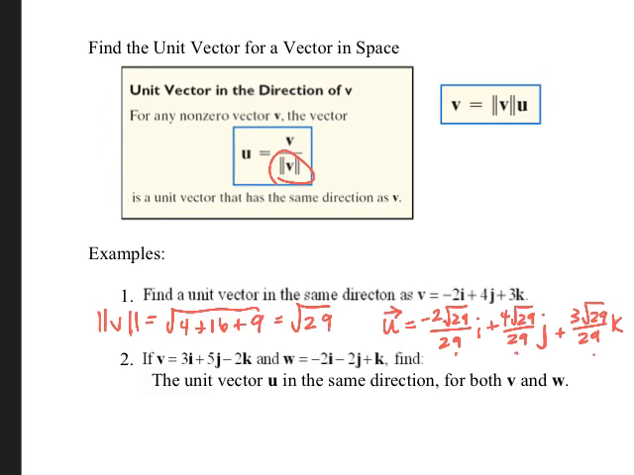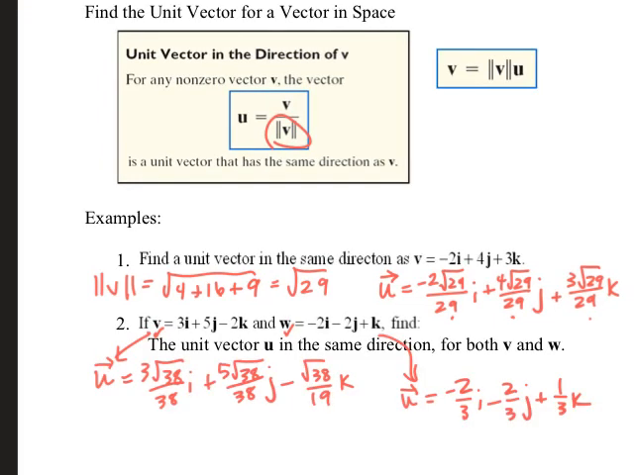All right, in question 2, what you're doing is finding the unit vector for v and then the unit vector for w. So you need to get two different unit vectors. You can pause it here now. And here are your answers. Check your work. Hopefully you were successful. If not, go back and try to find your mistake.